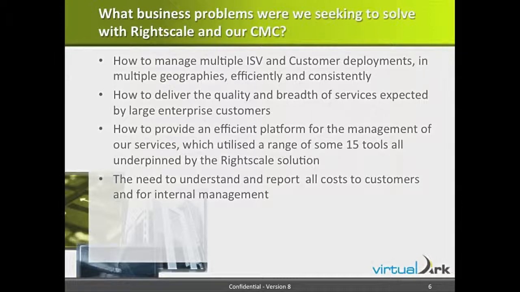So our history as a team is servicing and supporting applications, serious applications like SAP environments and CRM systems and other enterprise applications to enterprise customers who have quite specific needs around security, performance, availability, reporting, etc. We needed to make sure that we had a platform that was efficient for how we delivered our services. And in fact, our platform currently comprises over 15 different tools, of which RightScale is one of those components, but obviously quite an important component.